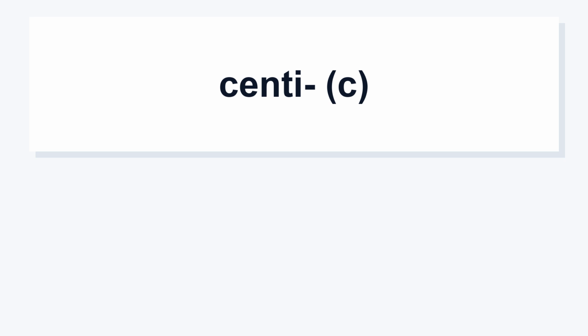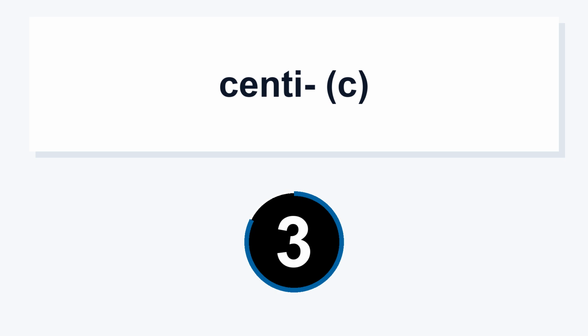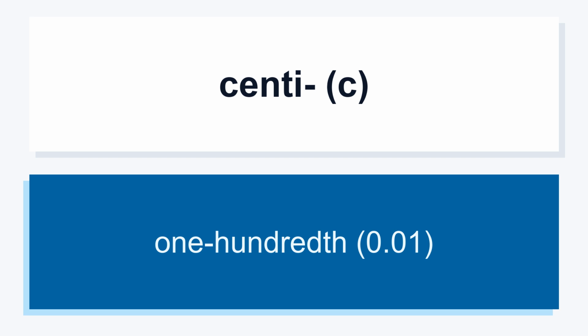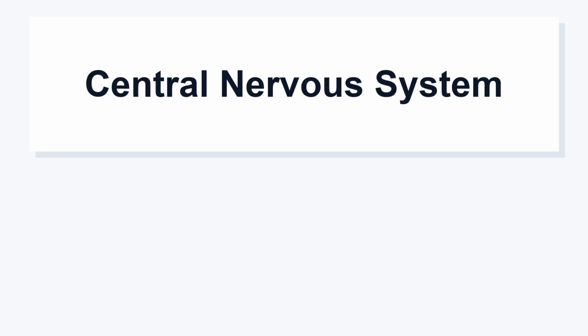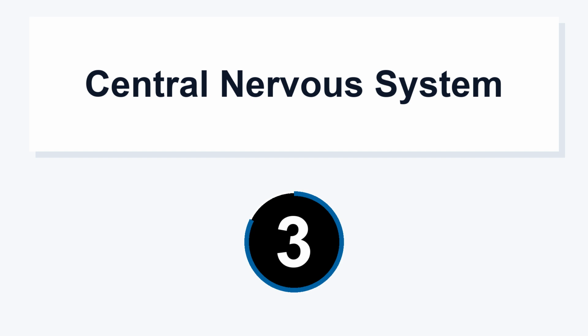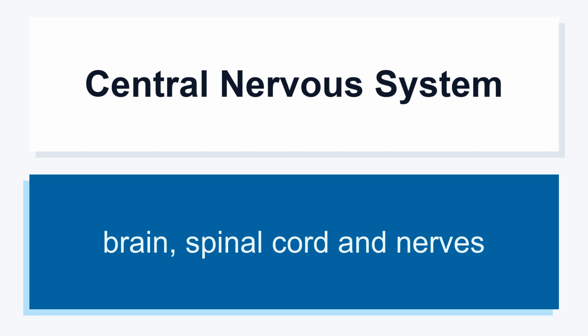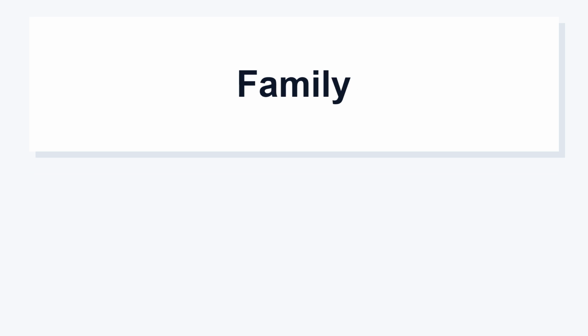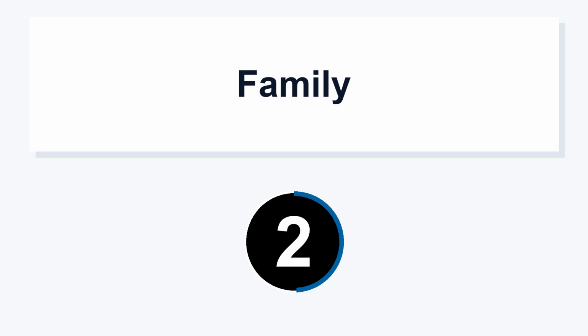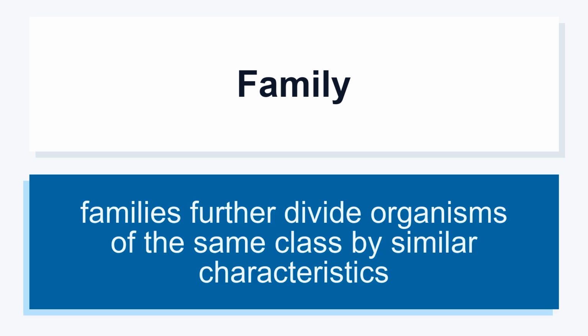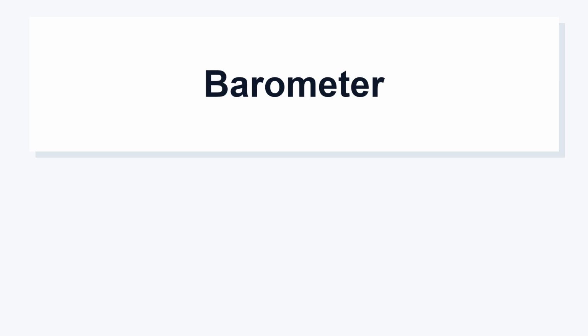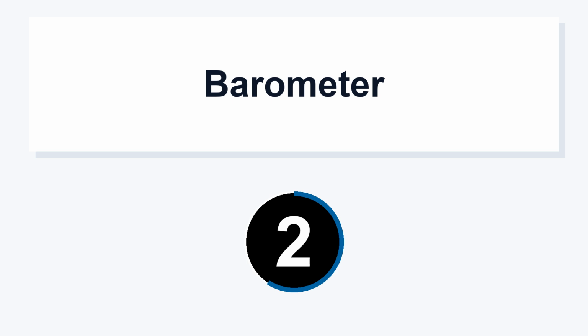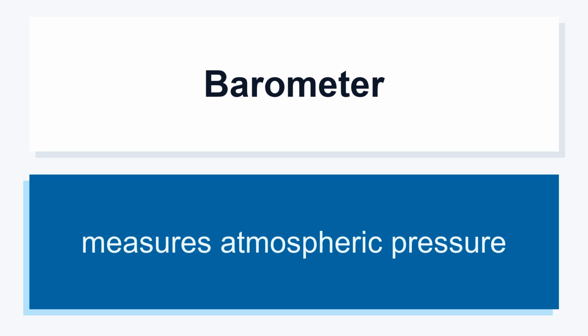Centi, c: 100th, 0.01. Central nervous system: brain, spinal cord and nerves. Family: families further divide organisms of the same class by similar characteristics. Barometer: measures atmospheric pressure.